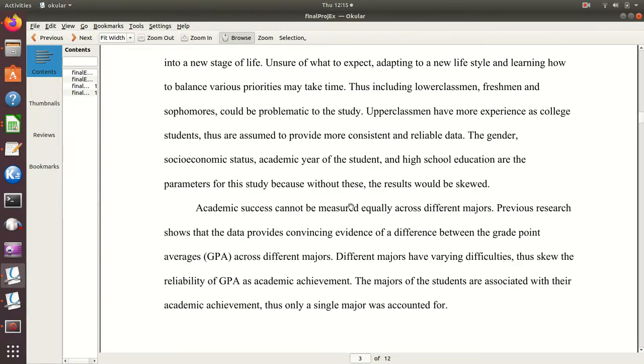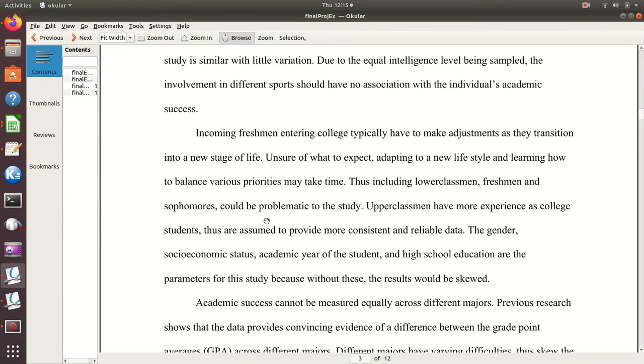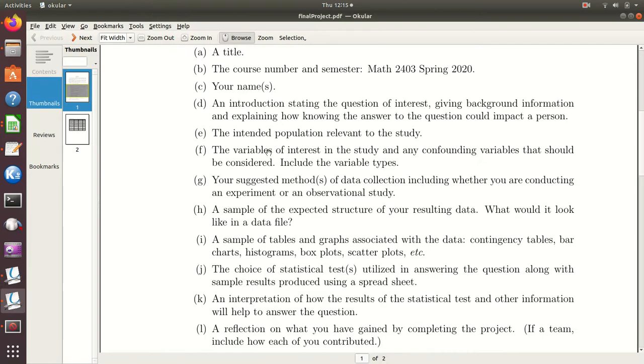But so far, I just want to point out from what's mentioned here, variables of interest and confounding variables should include the variable types. They have not yet done the variable types, but they've done a good job on F. The intended study, they put it in, but I don't think they did a very good job on that population. They didn't really justify why asking Lindsey Wilson College students these questions would be representative of all college athletes and non-athletes. That just didn't do it for me.